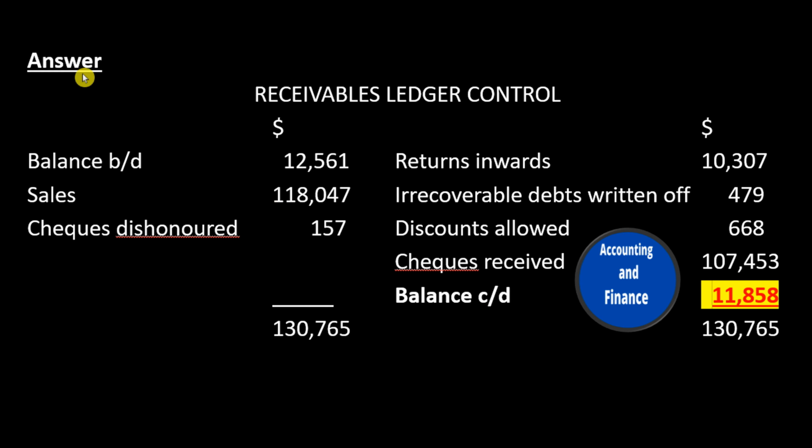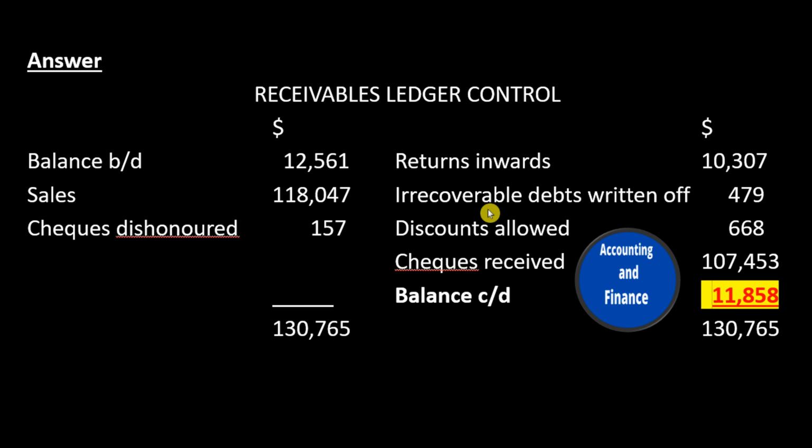Answer: Receivables ledger control. Balance b/d: $12,561. Sales: $118,047. Checks dishonored: $157. Total: $130,765.